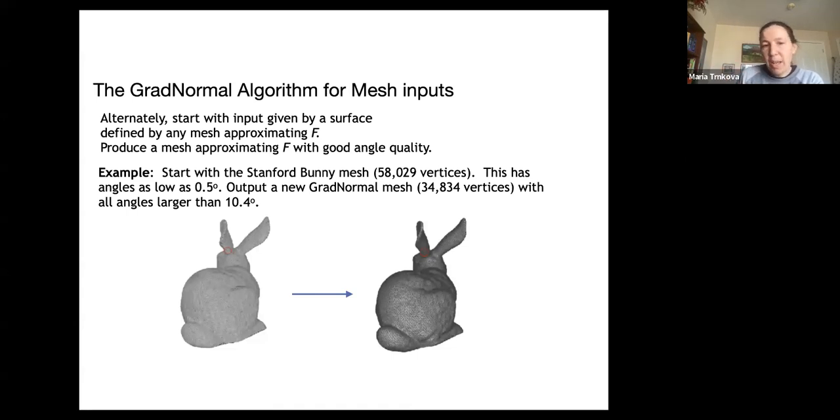When we run our algorithm on this poorly triangulated mesh, first of all, we were able to get a significantly smaller number of vertices. It's not half, but significantly fewer vertices in this mesh. And what is important, the smallest angle among all triangles is now 10 degrees. So this is a huge difference. And so for computing differential equations, it's perfect.